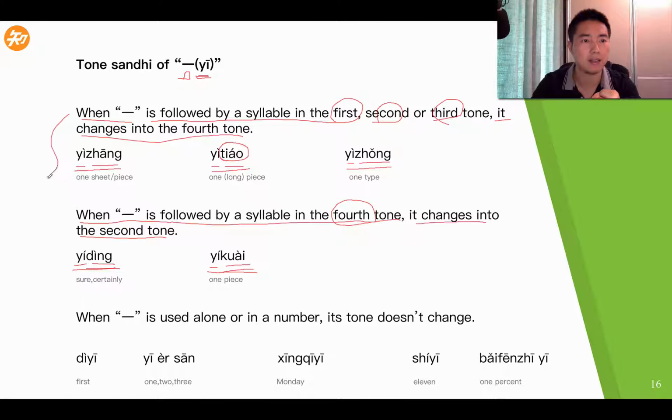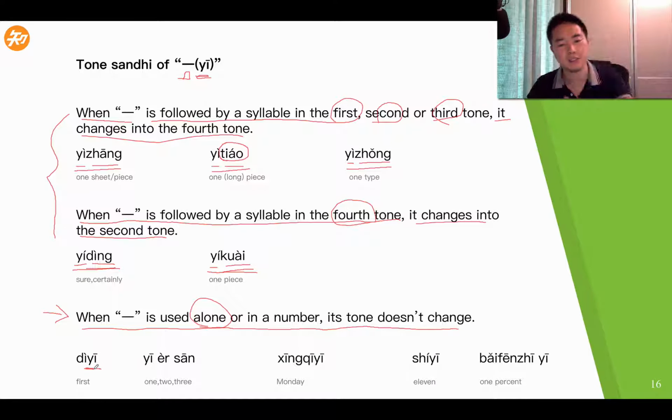Keep this in mind. And you will wonder, when will 一 stay the same as the first tone? Okay, here is the scenario. When 一 is used alone or in a number, its tone doesn't change. So usually, when 一 is used alone, and sometimes 一 is used in the latter position, not before something but behind something, or is in a number. For example, 一 means 1, like this in a number, so the tone doesn't change.